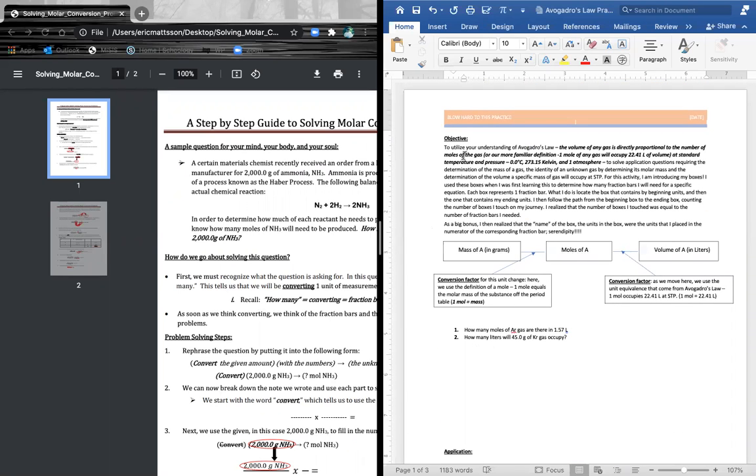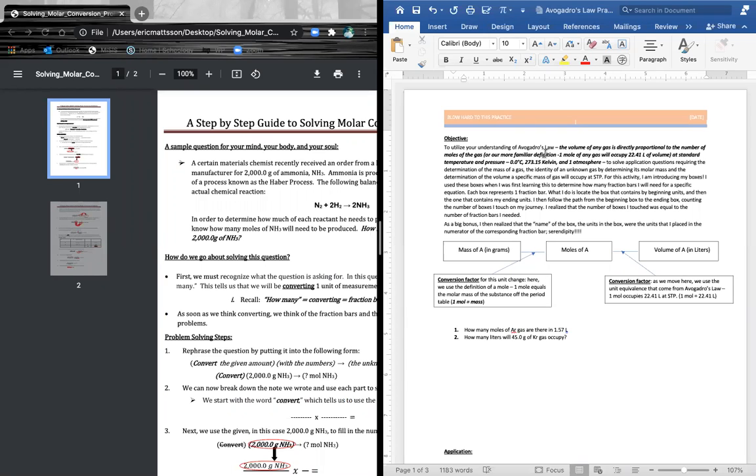So the objective of this particular activity is to utilize your understanding of Avogadro's law. This says that the volume of any gas is directly proportional to the number of moles of the gas. So this is a familiar definition. One mole of any gas will occupy 22.41 liters of volume at standard temperature and pressure. Again, standard temperature is 0 degrees Celsius or 273.15 Kelvin, and the standard pressure is 1 atmosphere of pressure. So this was discussed in the first semester.